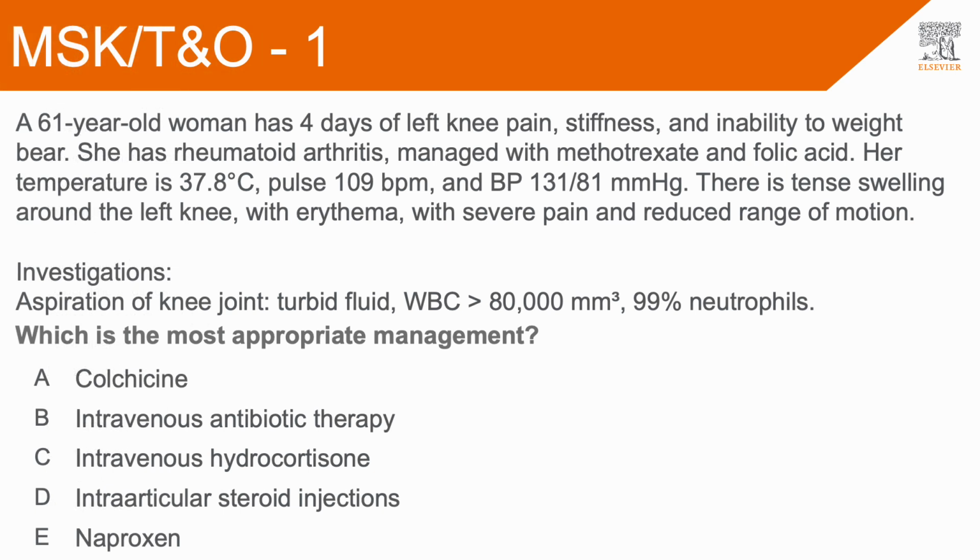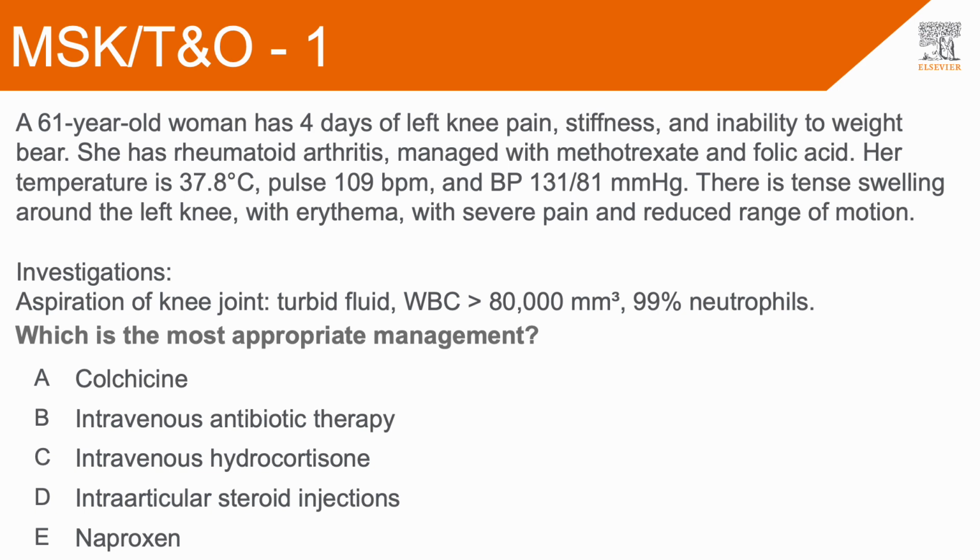A 61-year-old woman has 4 days of left knee pain, stiffness, and inability to weight bear. She has rheumatoid arthritis, managed with methotrexate and folic acid. Her temperature is 37.8 degrees C, pulse 109 beats per minute, and blood pressure 131/81 millimeters of mercury. There is tense swelling around the left knee, with erythema and severe pain and reduced range of motion.